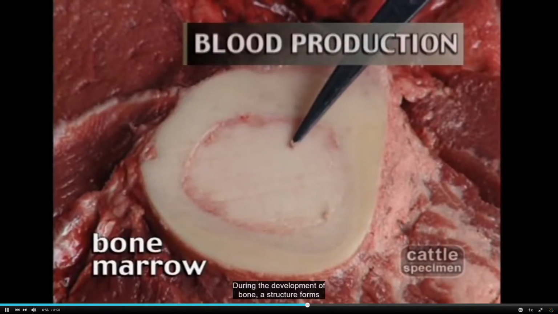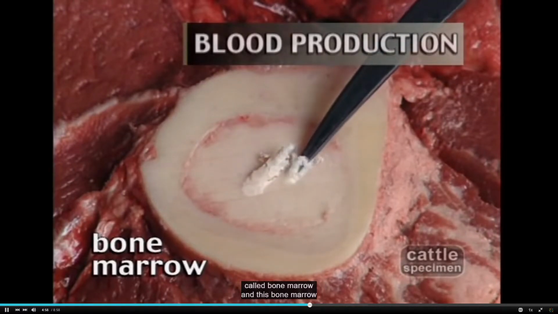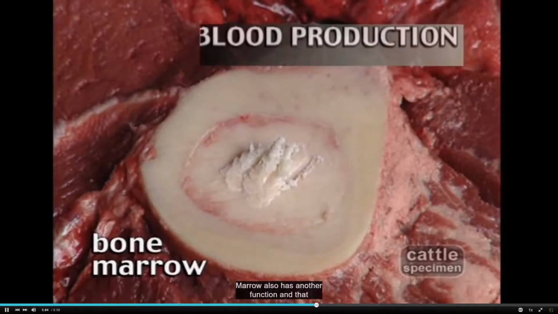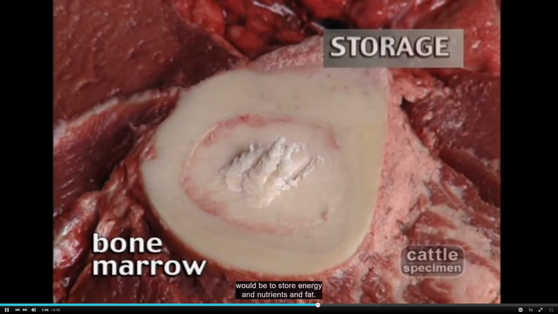During the development of bone, a structure forms called bone marrow, and this bone marrow is found throughout the skeletal system, and is responsible for the production of elements of the blood. Marrow also has another function, and that would be to store energy and nutrients and fat.